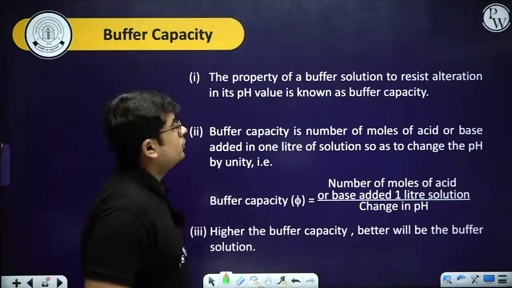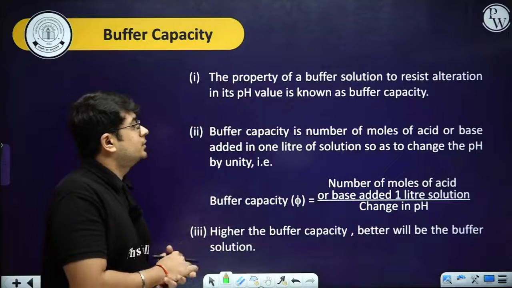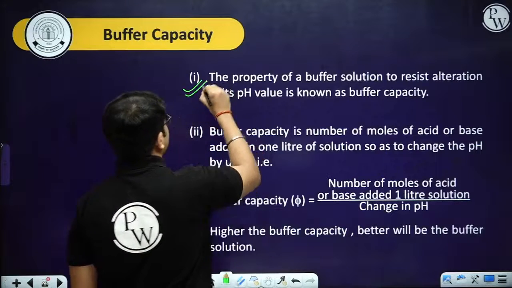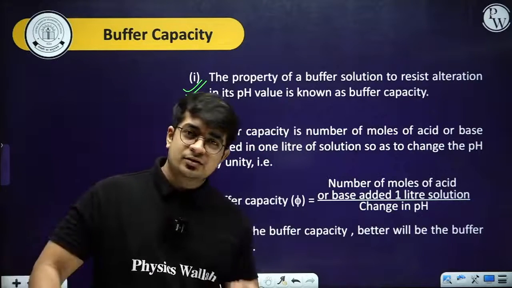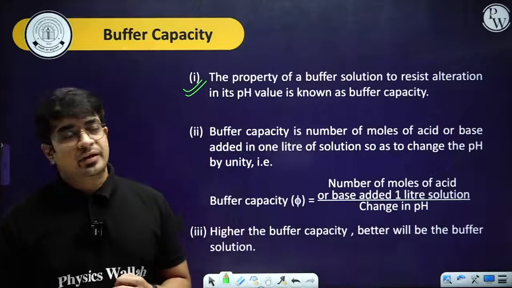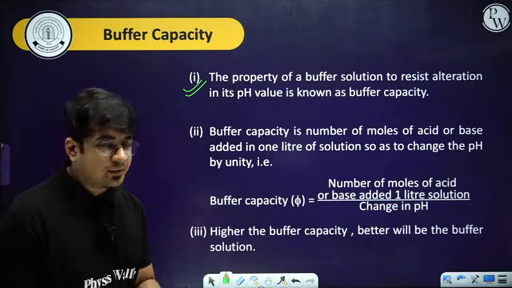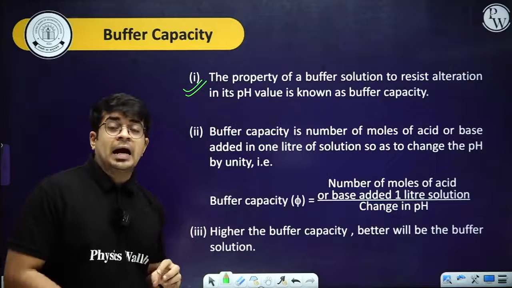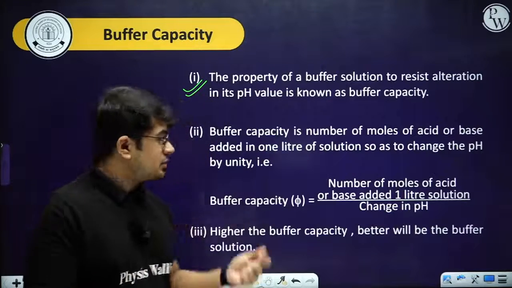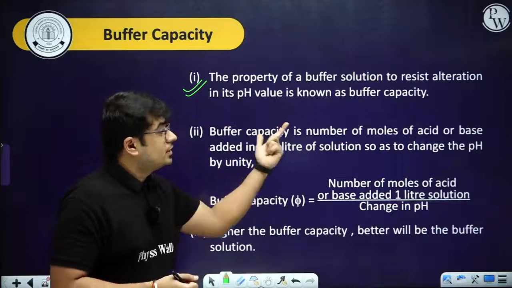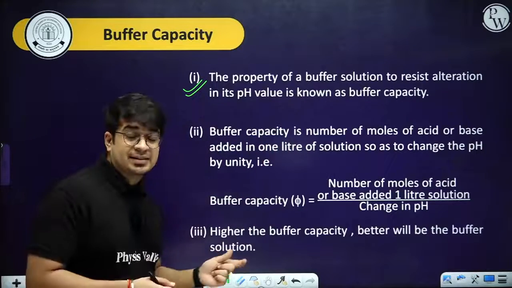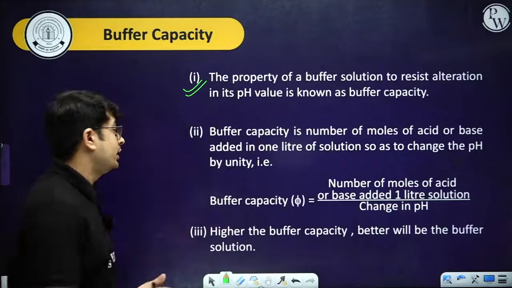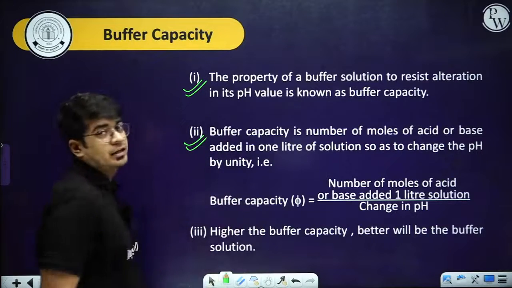Now, the property of a buffer solution to resist its alteration in the pH value is known as the buffer capacity. So now we are talking about the next term, which is buffer capacity. So basically a buffer is definitely a solution which is trying to resist the change in the pH. So the property of that particular buffer solution to resist alteration of its pH is known as the buffer capacity, and the more mathematical definition is very relevant. So buffer capacity is the number of moles of acid or base added in 1 liter of the solution so as to change the pH by only 1 unit. That is actually known as the buffer capacity.